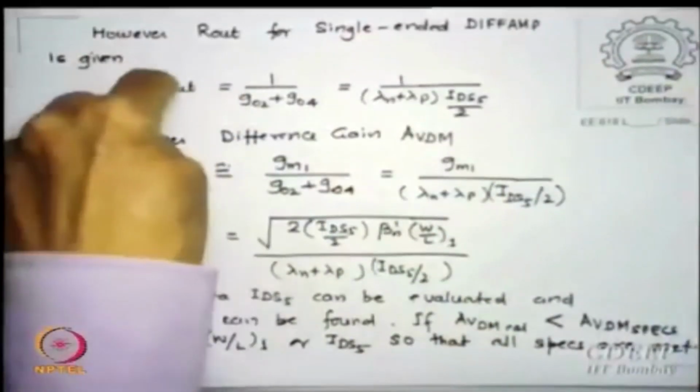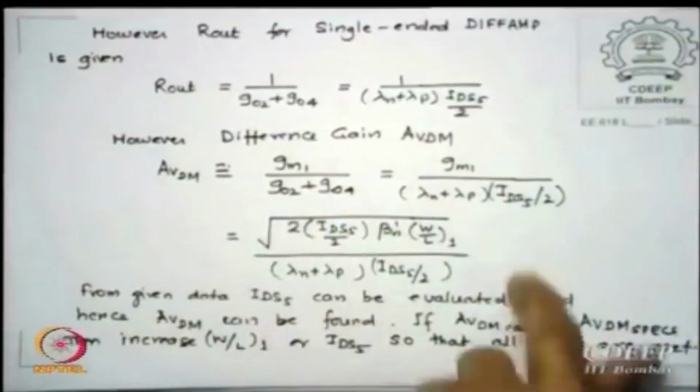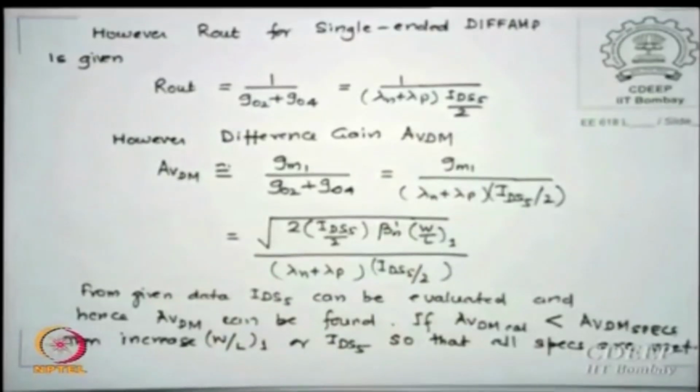तो इस R out को यदि मैं अपने इस ट्रांजिस्टर के हिसाब से लिखूँ, so it is 1 upon GO2 plus GO4, or lambda P IDS 5 by 2. However, the difference gain, if I now substitute GM R like this, which I had derived, now I can see from here IDS 5 can be evaluated from power supply requirements, that is power requirement, slew rate requirement. I may choose one IDS 5 and then start looking for the gains, the power dissipation, the slew rates.